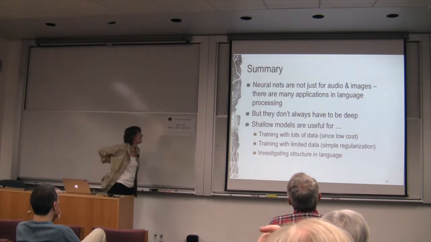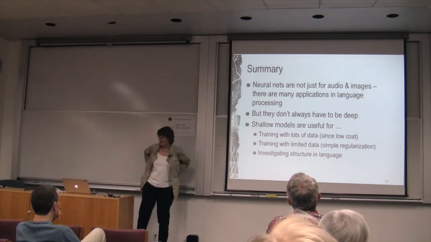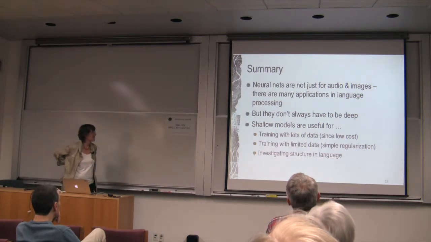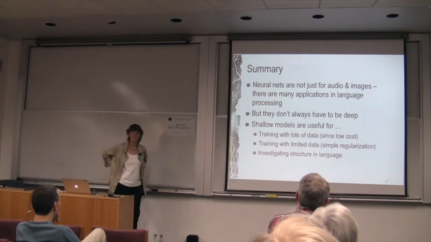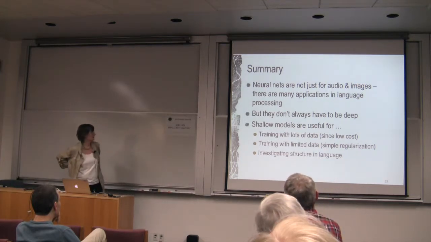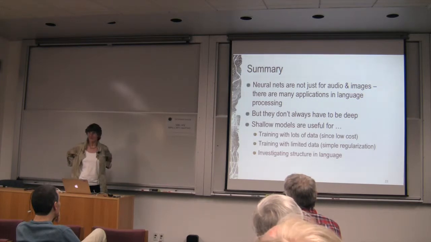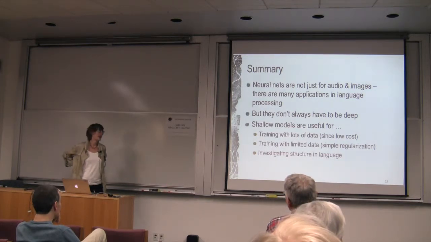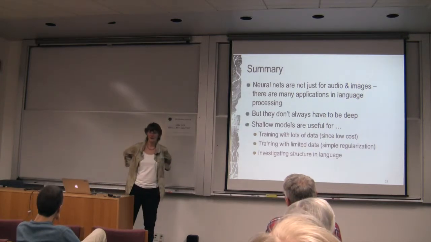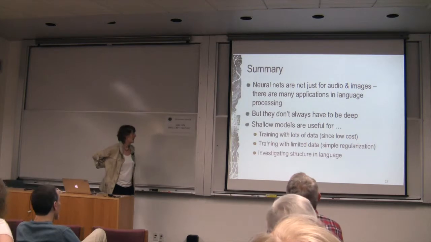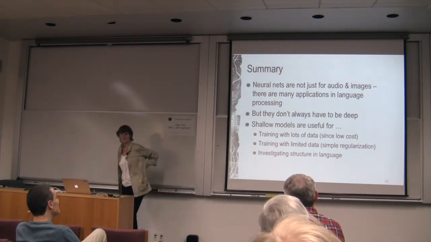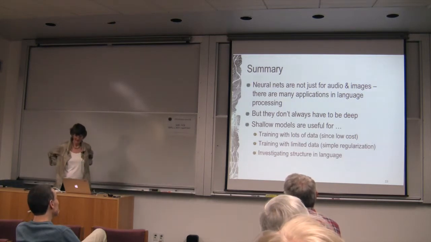So in summary, neural nets are not just for audio and images. There are many applications in language processing, but they don't always have to be deep. I'd argue that shallow models are useful for training with lots of data because they're low cost. They are useful for training with limited data because they are easy to regularize. And they're useful for investigating structure and language because you can make them more interpretable. And with that, I will stop.